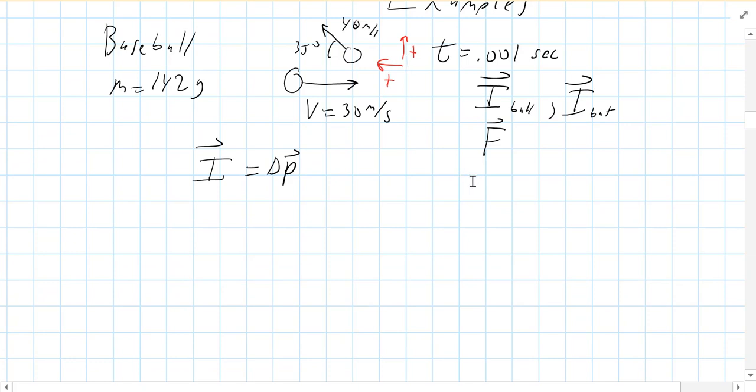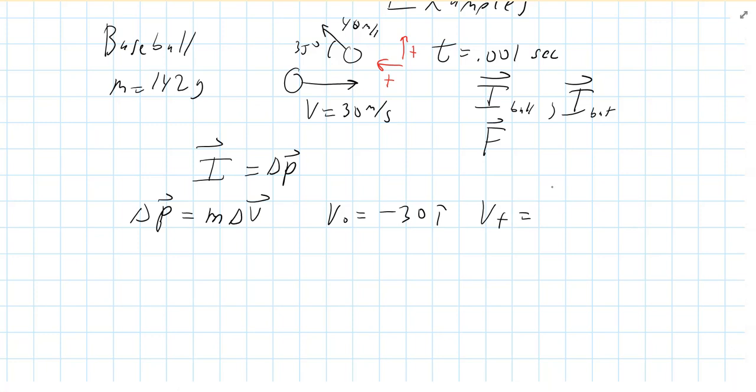In order to find delta P, that's going to be m delta V. In this case, the m is not changing. It's the V that's doing our changing. All right, so V naught would be negative 30 I hat, and V final, I got to do my cosine and sine, right? So if I do 40 cosine of 35, I get 32.77 I hat. And then it's going upward at 40 sine of 35. And for that, I get 22.94 J hat.